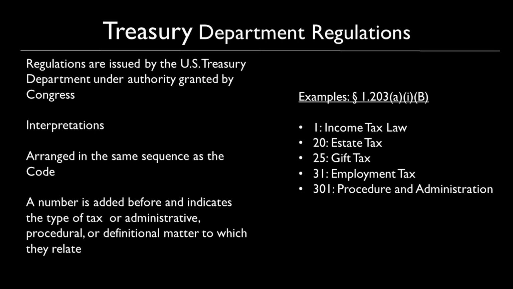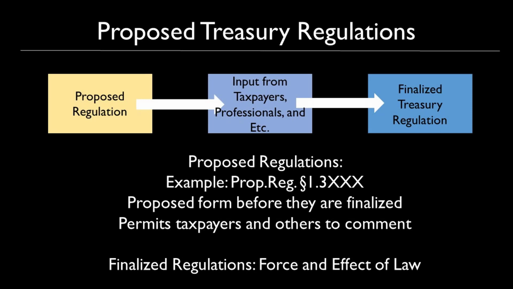indicated after 203. Types of regulations issued by the Treasury Department include proposed regulations. Proposed regulations are what they would propose a specific interpretation to be. All regulations are proposed before they are finalized. This allows taxpayers and other individuals to comment on the legitimacy, the applicability, the ease of administration for that particular regulation. These are referenced through prop regs. Then it is finalized and it becomes a force and effect of law.